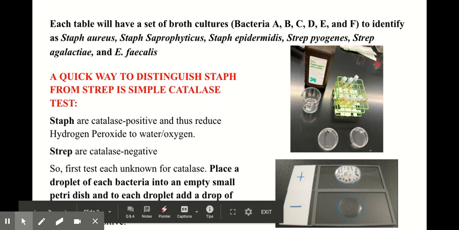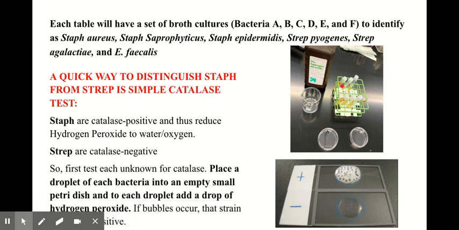So in this lab, each table would start out with a set of broth cultures, and you'd have 6 cultures, and they're only labeled as A, B, C, D, E, and F. And so your job in this lab would be to identify each of those cultures as either Staph aureus, Staph saprophyticus, Staph epidermidis, Strep pyogenes, Strep agalactiae, or E. faecalis. You'll have one of each, but you won't know which is which.